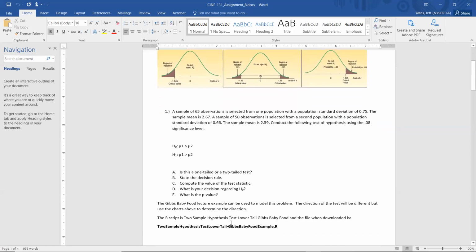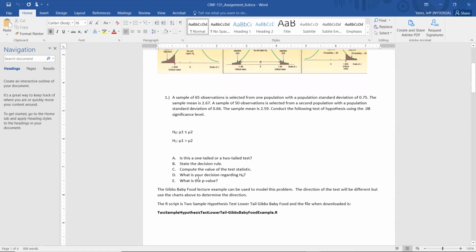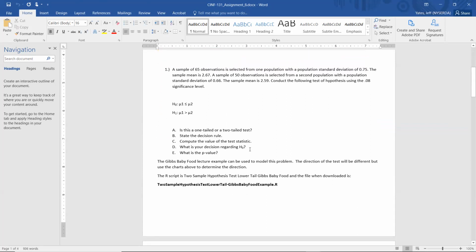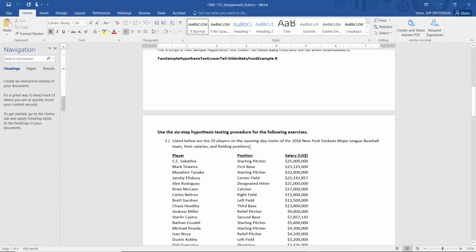So the first problem is going to be a pretty simple one. It's like you saw in the lecture, where you're given both N's, you're given the population standard deviation, you're given the samples. So that is a very straightforward application of the two sample script that we just saw, basically using the Gibbs baby food example. So that's a very straightforward use of the script.